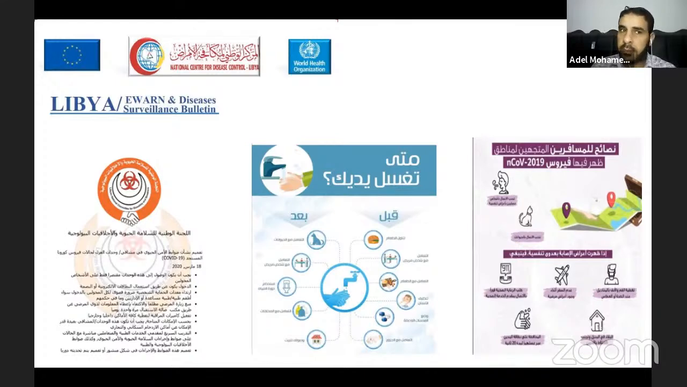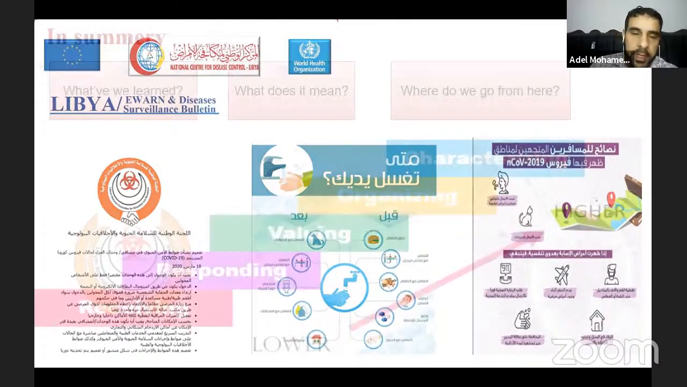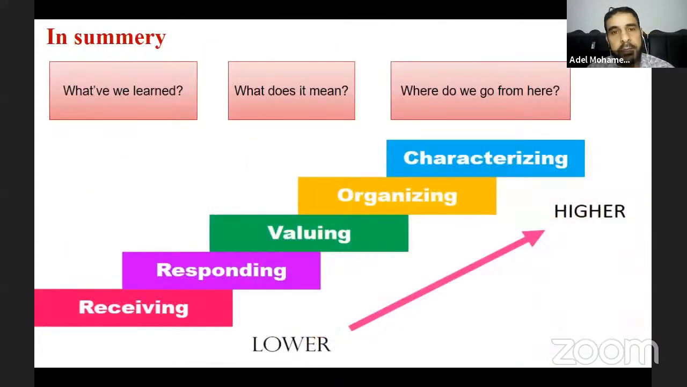campaigns. So in summary, what we have learned is that biosafety and biosecurity is so important, so vital for everybody, and it is even among our basic life needs. What does it mean for us? It means a lot. It's receiving, responding, valuing, organizing, and characterizing to get to the higher level.